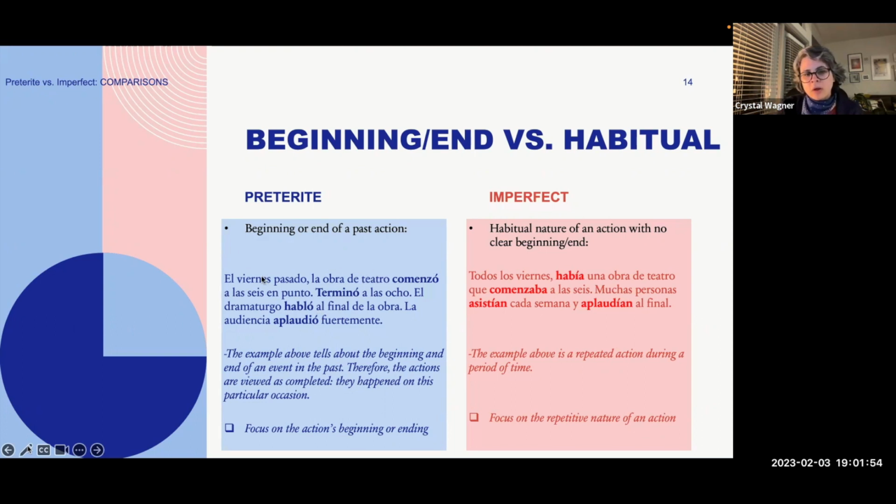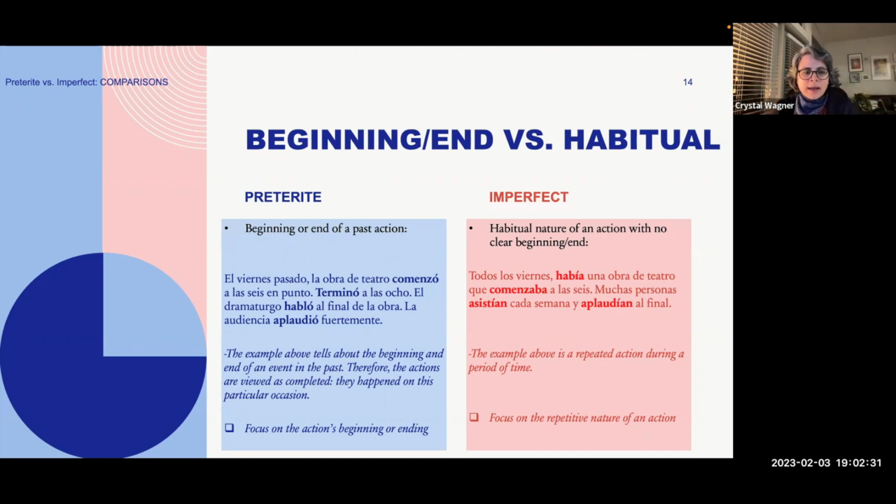El viernes pasado, la obra de teatro comenzó a las 6 en punto. Last Friday, the play started at 6 o'clock. Terminó a las 8. El dramaturgo habló al final de la obra. So the play started at 6. There's the beginning, right? Terminó a las 8. There's the end. El dramaturgo habló al final de la obra. The playwright spoke at the end of the play. La audiencia aplaudió fuertemente. So the audience clapped resoundingly.